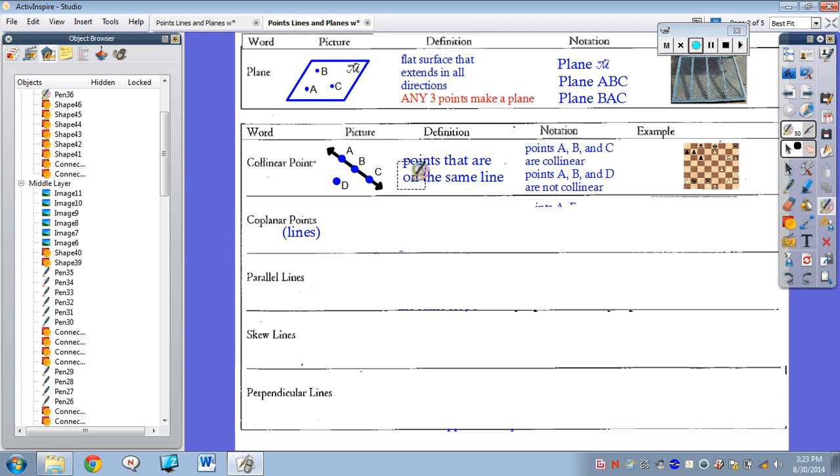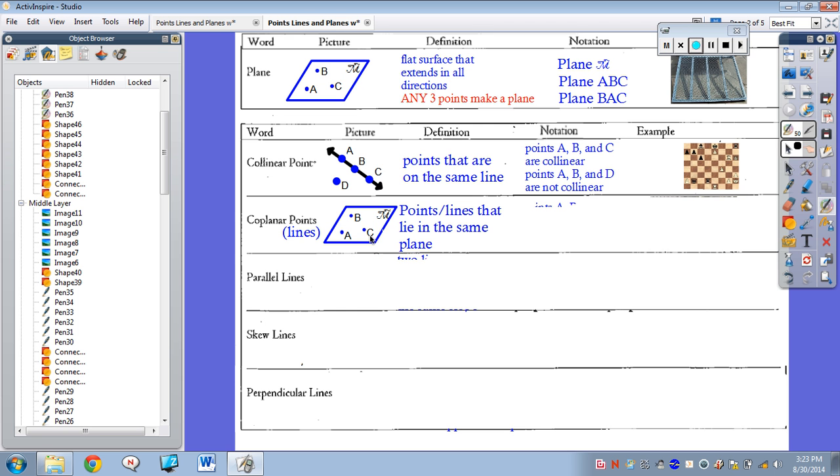Okay, coplanar. So this collinear was points on the same line. Coplanar are points or lines that are on the same plane. Okay, so if you look at this picture here, that looks a lot like this picture up here. So points A, B, and C are all on the same plane because they're all on plane M.